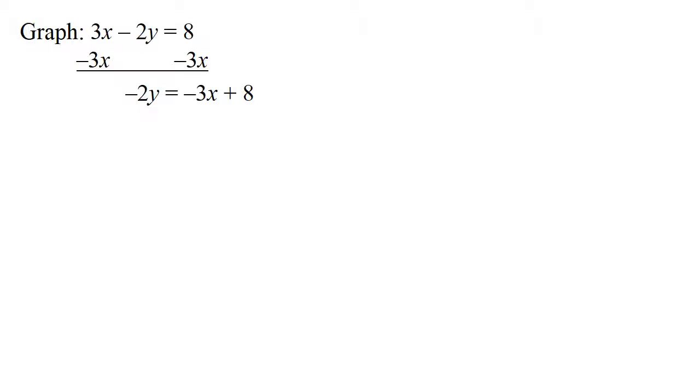Now to get y by itself, I have to get rid of that coefficient of negative 2. So I'm going to divide everybody by negative 2. Now why am I dividing everybody? You don't subtract 3x from everybody. Why do you divide everybody?